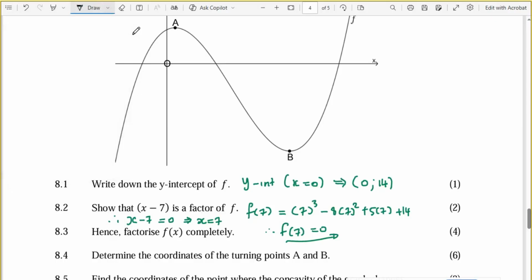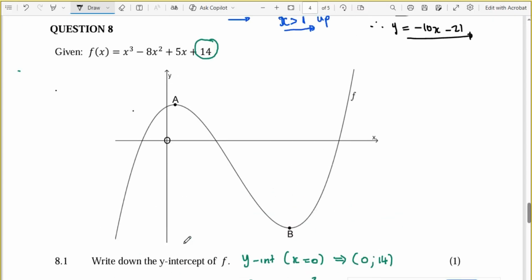Okay, Mania, did you verify that using your calculator? Yes, it is zero, so it is a factor. Okay, no problem. All protocols are reserved. Let's go to the next question.